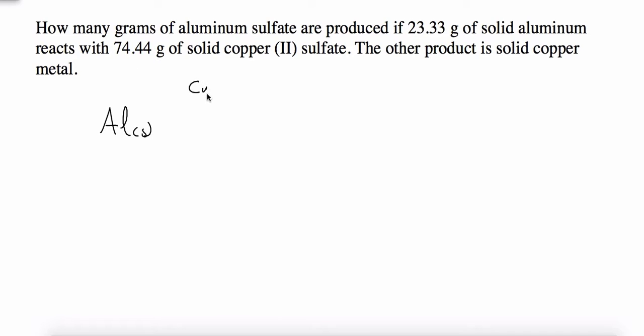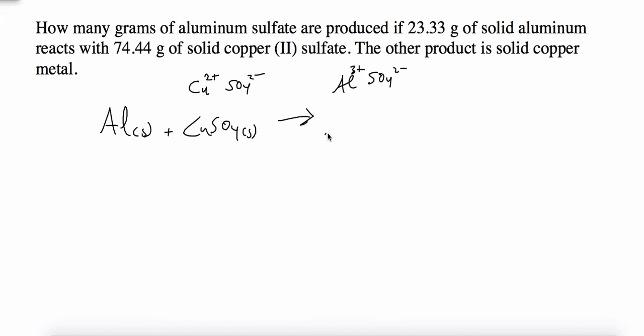So copper in this case would be 2 plus because of that Roman numeral 2. Sulfate is SO4 2 minus, so they balance each other out. CuSO4 solid. And it says aluminum sulfate is what's produced, and solid copper. So let's do aluminum sulfate first.